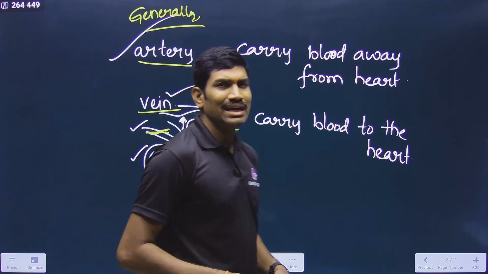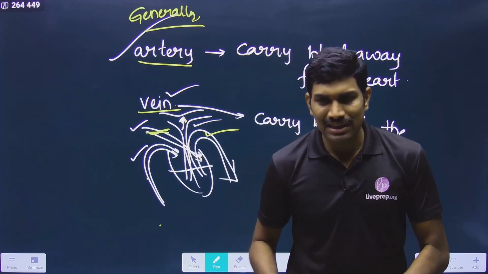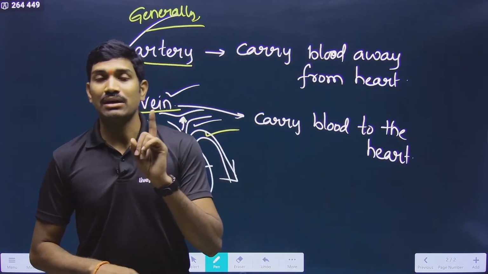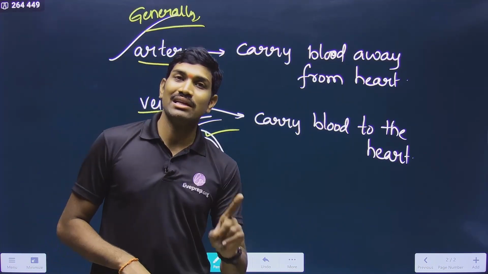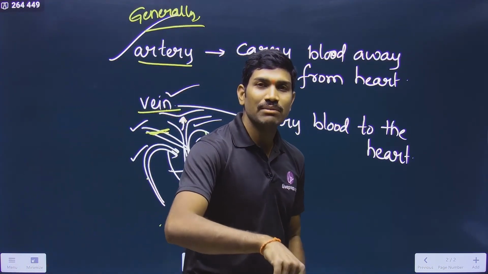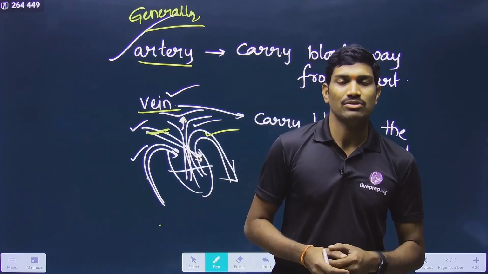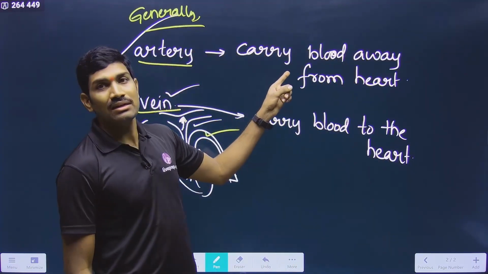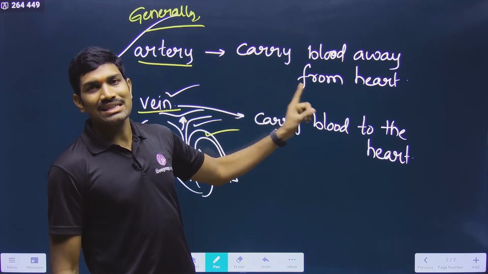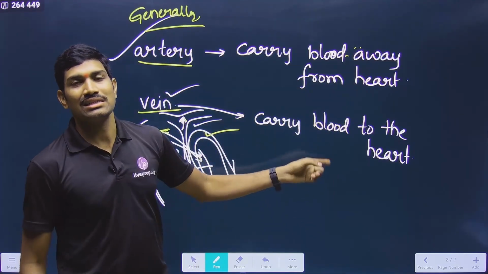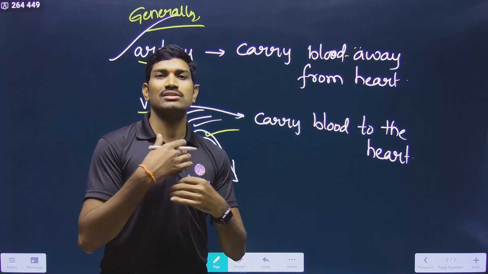So generally the habit is, we say that arteries are carrying oxygenated blood and veins are carrying deoxygenated blood, but that has an exception. The pulmonary artery is carrying deoxygenated blood and the pulmonary veins are bringing oxygenated blood. So in this way there is a small difference. But if you say that an artery is the blood vessel that is carrying blood away from the heart, this is correct. And a vein is the blood vessel that is carrying blood to the heart, this is correct. For this there is no exception.